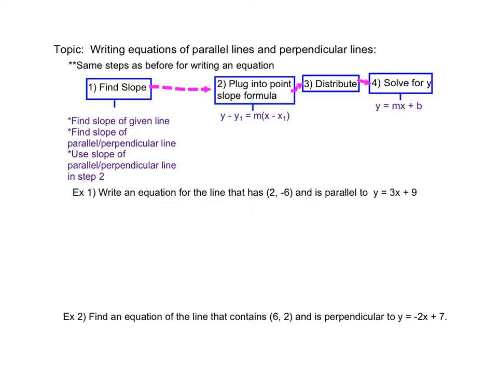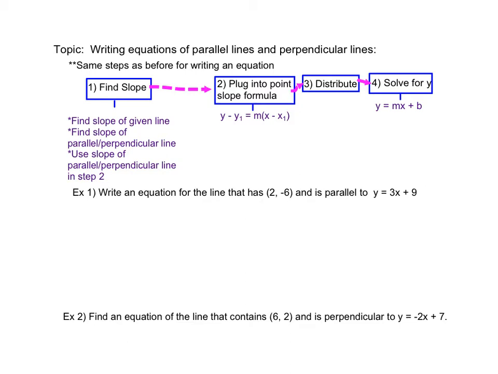So if we want to write an equation, first thing we need to do is find the slope. Then we need to plug into point slope formula, both the slope and one point. Then we're going to distribute and solve for y. So notice that underneath finding the slope in our previous example, we found the slope by using the slope formula or by using the slope that was given to us.